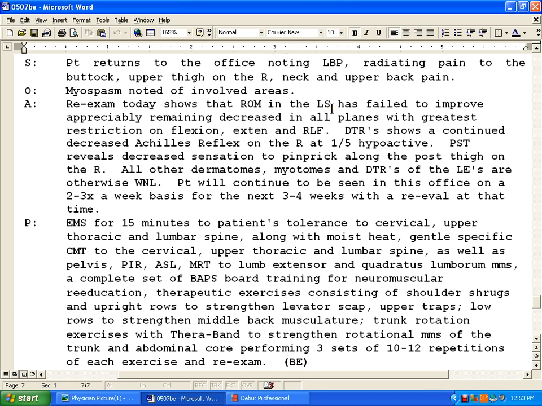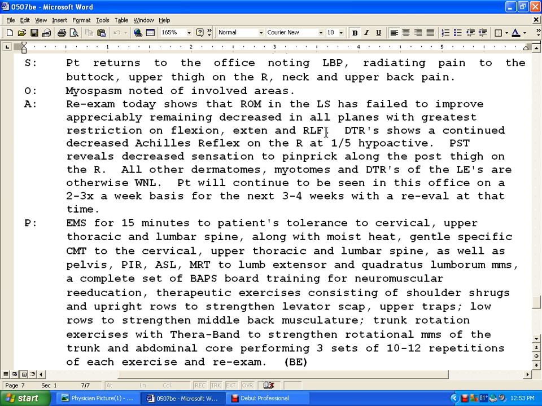Has failed to improve appreciably, remaining decreased in all planes with greatest restriction on flexion, extension. That's how we type extension, E-X-T-E-N, lowercase. RLF is for right lateral flexion. Then DTRs is for deep tendon reflexes, but that's how we type it, DTR, all caps, apostrophe, lowercase s.